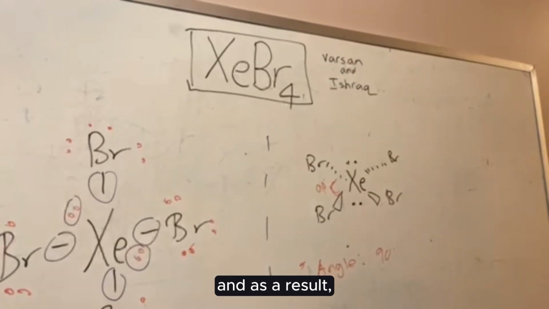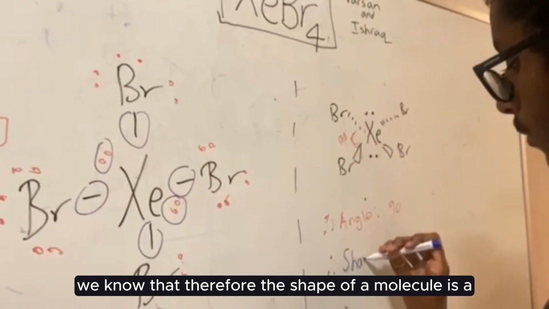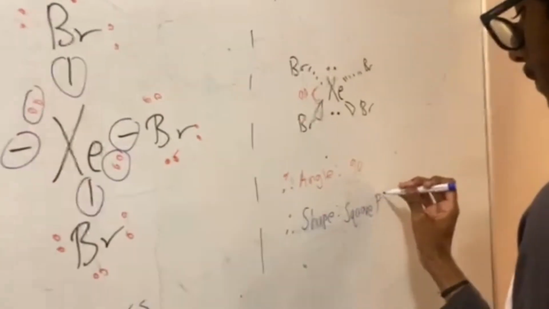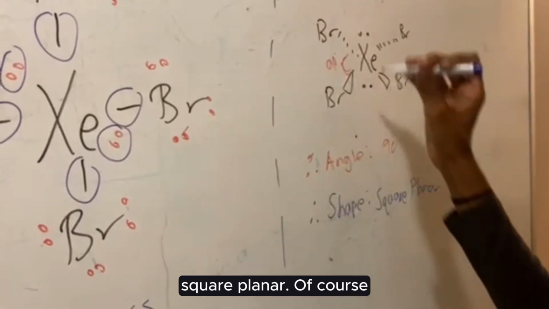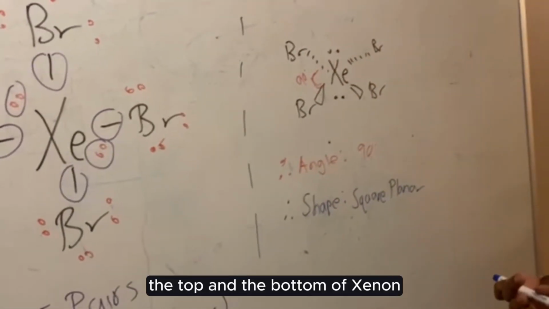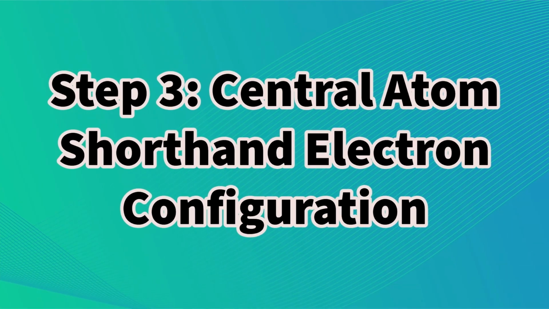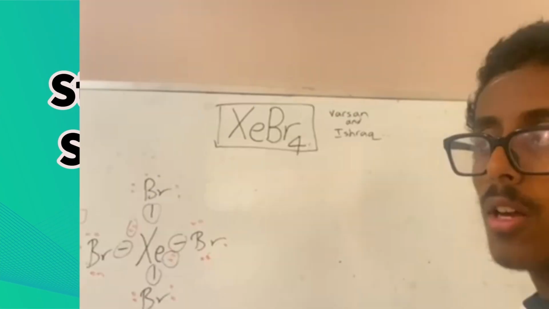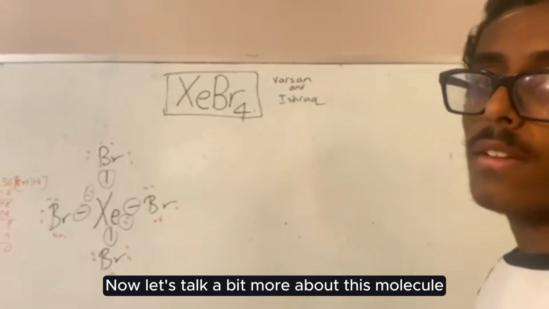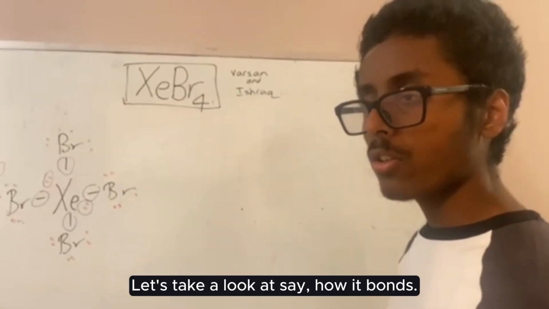And as a result, we know that the shape of our molecule is square planar. Of course, the 4 bromines make a square with the lone pairs on the top and the bottom of xenon at polar ends, and the square in the middle, square planar. But now let's talk a bit more about this molecule. Now that we've visualized 3D per valence shell electron pair repulsion theory, let's take a look at how it bonds.